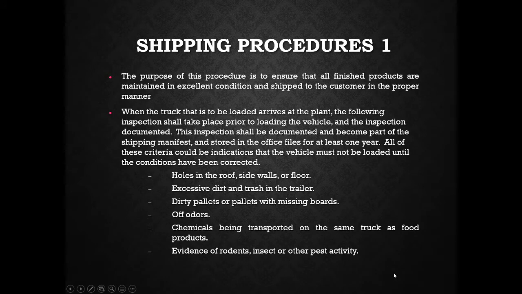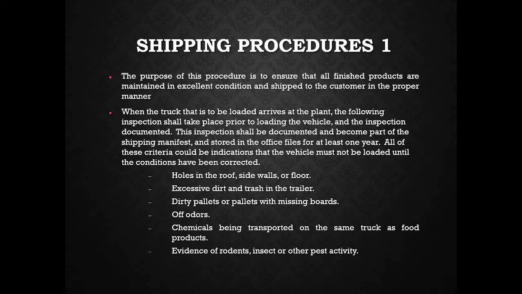Shipping procedures. The purpose of this procedure is to ensure that all finished products are maintained in excellent condition and shipped to the customer in the proper manner. When the truck that is to be loaded arrives at the plant, the following inspection shall take place prior to loading the vehicle, and the inspection documented. This inspection shall be documented and become part of the shipping manifest and stored in the office files for at least 1 year.